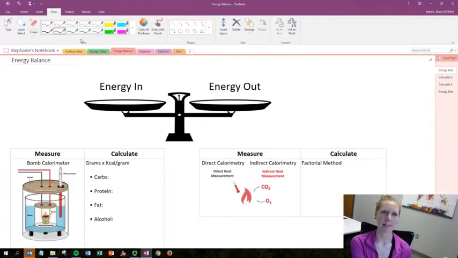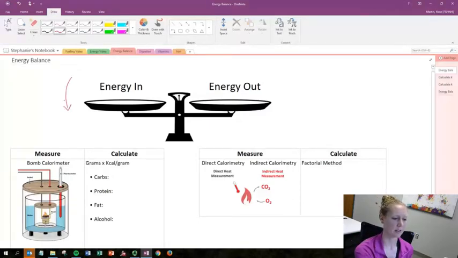Energy balance is when energy consumed from food equals energy expended, or simply, as shown on the screen, energy in is balanced with energy out. A positive energy balance is when we consume more than we expend, tipping the scales to the left. This would result in a storage of that excess energy as glycogen and fat.